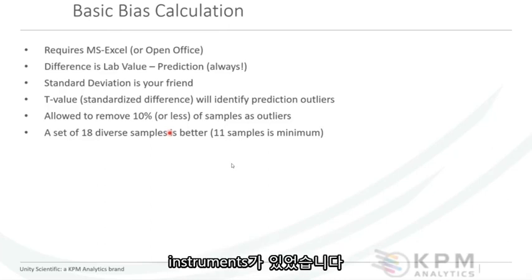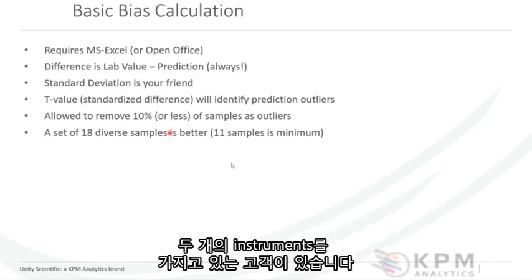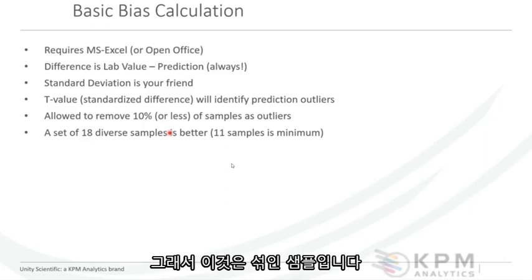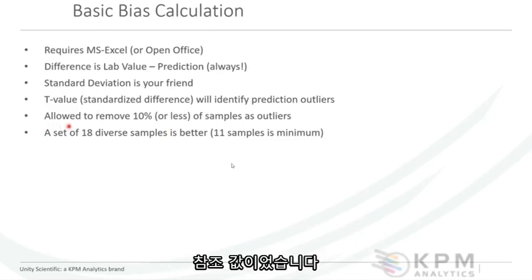Luckily, in this case, we had two instruments. It was a customer that had two instruments. So they also had this sample run on a second instrument. It showed the exact same pattern. So this is a sample that got mixed up, misnumbered. Something happened with the reference values, who knows, but it was a bad reference value. So we removed it.